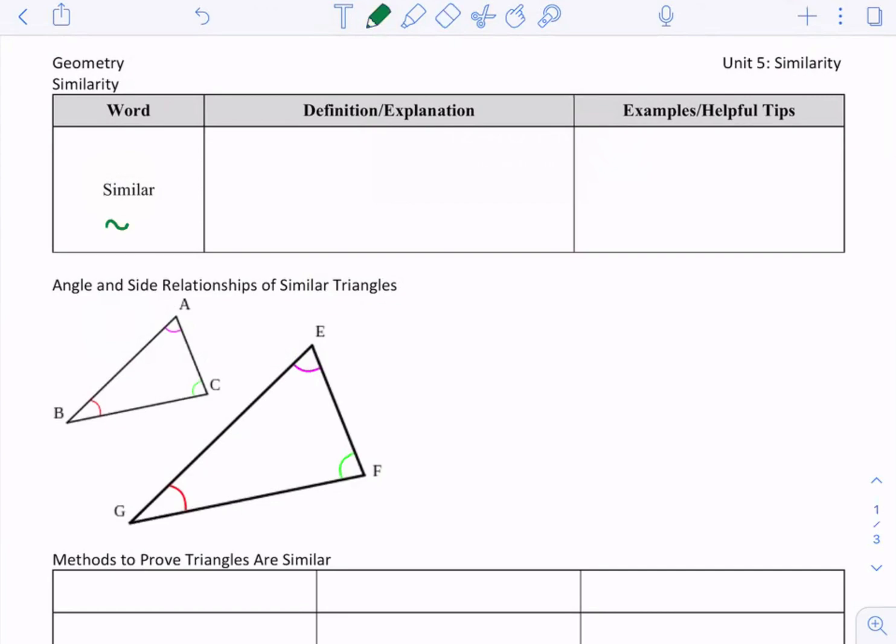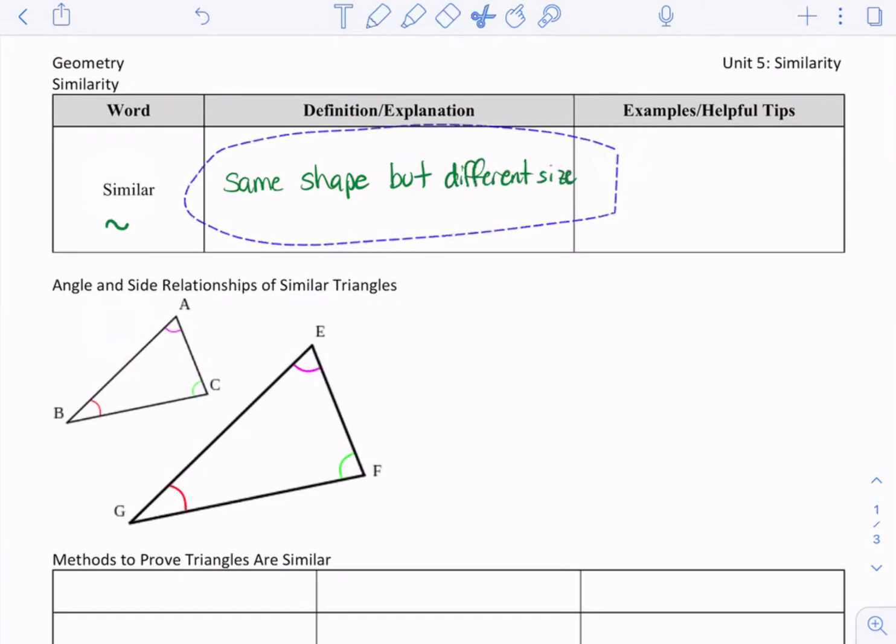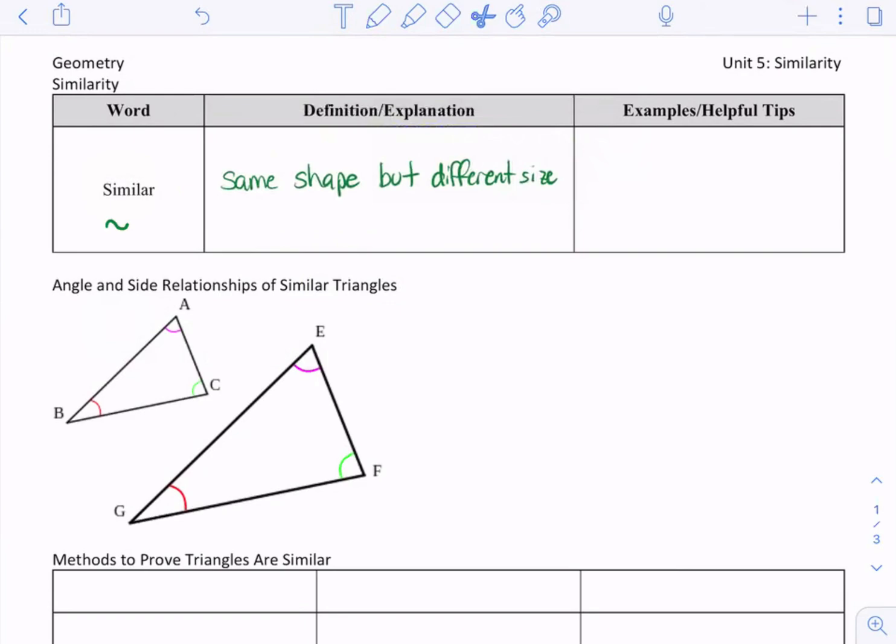So what is the definition or an explanation of what similar is? It means that we are the same shape, but a different size. So what that means is that the shape has gotten bigger or smaller. If you remember what transformation makes a shape bigger or smaller, that's a dilation.